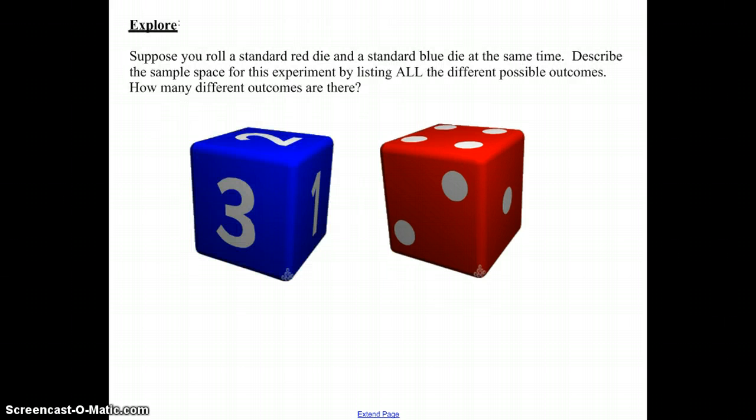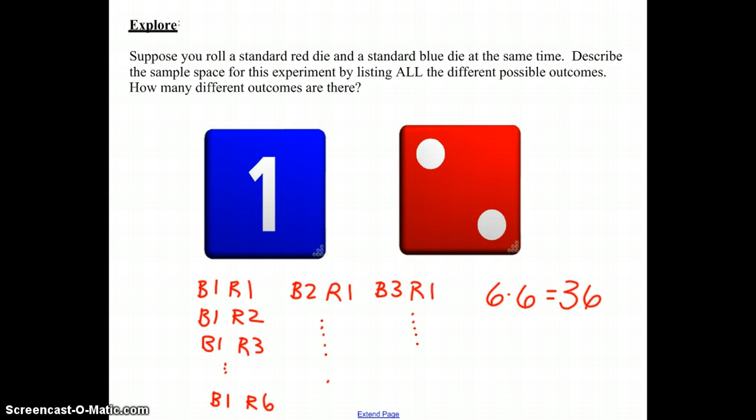So explore. Let's suppose that you have a red die and a blue die, and we're going to roll them at the same time. What are all the possible different outcomes? So if we'd go through and figure out all the options for B1, B2, B3, all the way up to B6, with all the different R combinations, we'd have 6 times 6 or 36 possible outcomes.